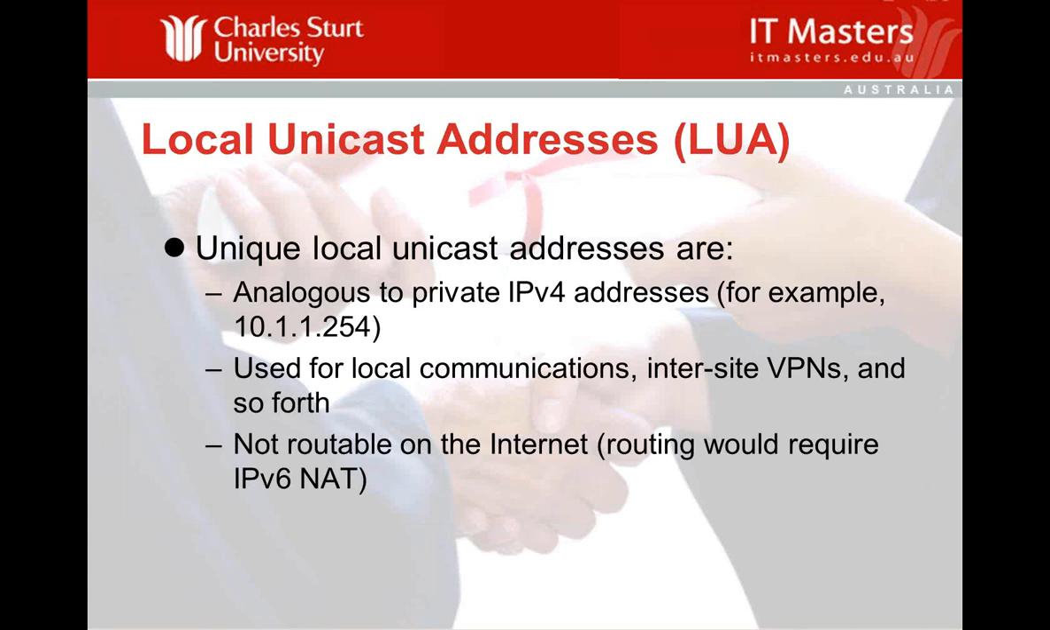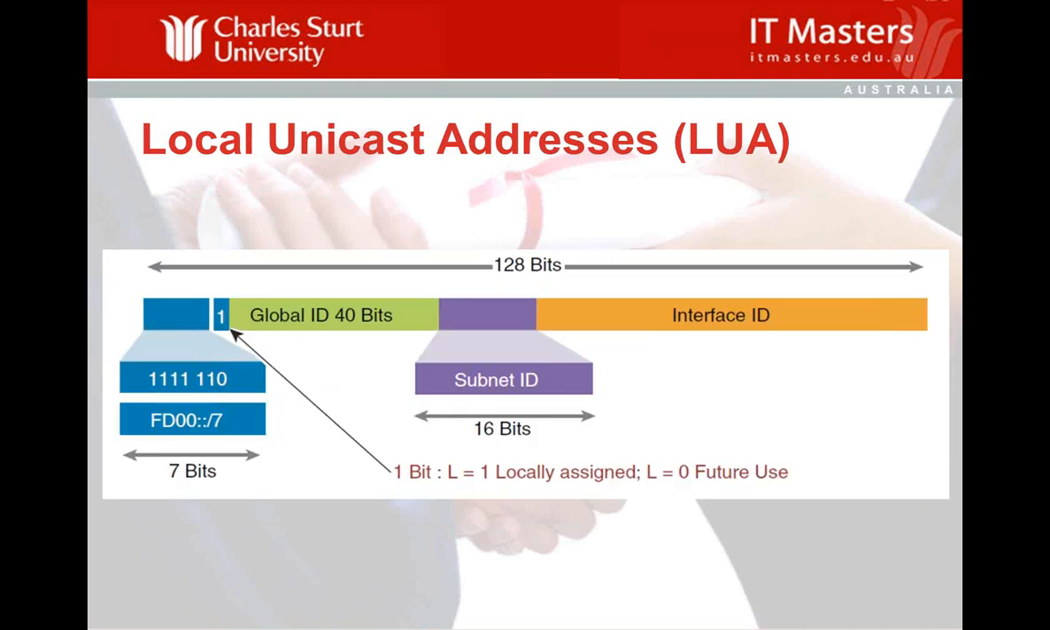Unique local unicast addresses are analogous to private IPv4 addresses, for example 10.1.1.254. They're only locally available. They're used for local comms, so VPNs across the WAN, but not public, and they're not routable on the internet. So again, same sort of thing with IPv4. If you want to route these addresses out on the internet, you would require IPv6 NAT.